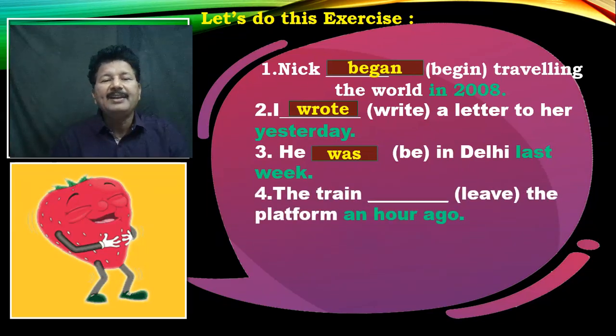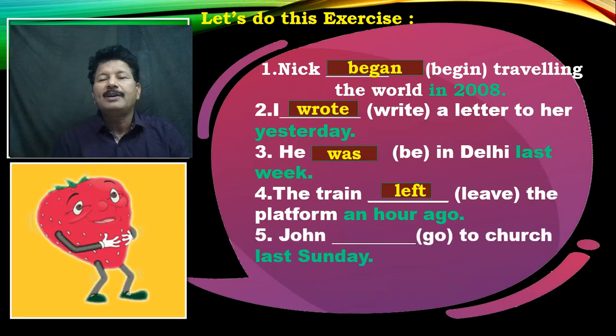Now the train dash the platform an hour ago. This an hour ago is another indicator for simple past. So we say the train left the platform an hour ago. So now John dash to church last Sunday. The verb is go, so it's last Sunday, and then it's John went to church last Sunday, right?